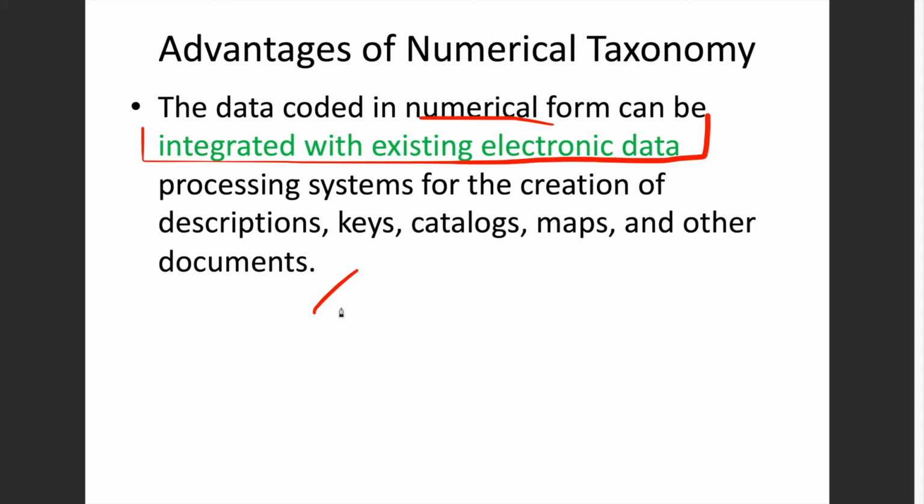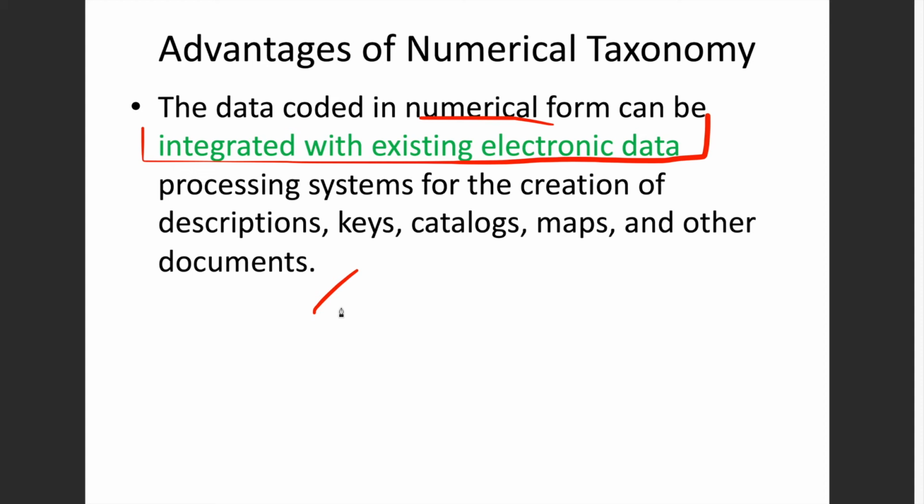Sometimes you can create even a much more elaborate system where you only need to measure certain things, and you will create a certain number code for that species. And then once you type that number code on the web, it will generate the identity of your species. That's the cool thing about this.